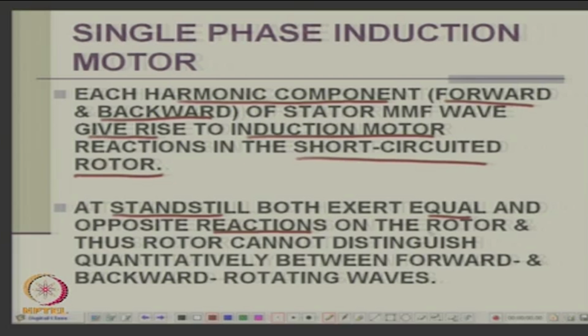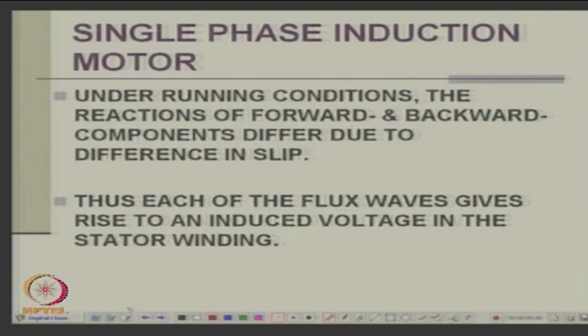Therefore, the rotor cannot distinguish between forward and backward field when it is stationary. When stationary, relative speed is the same. But when it is in running condition, the reaction is different. The forward field will induce a different current and the backward field will induce a different current, because the relative motion of the rotor conductor with respect to the respective fields is different, right. So, the forward and backward reactions will be different.